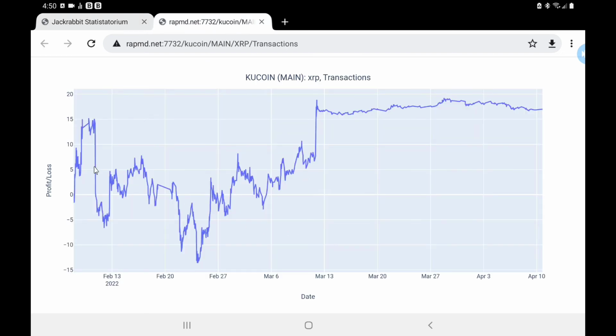Now, as you can see, here is my zero line. This coin is in pure profit. So no matter what I'm doing, I'm making money on this coin. I am roughly $17 to $19 above water on this asset.